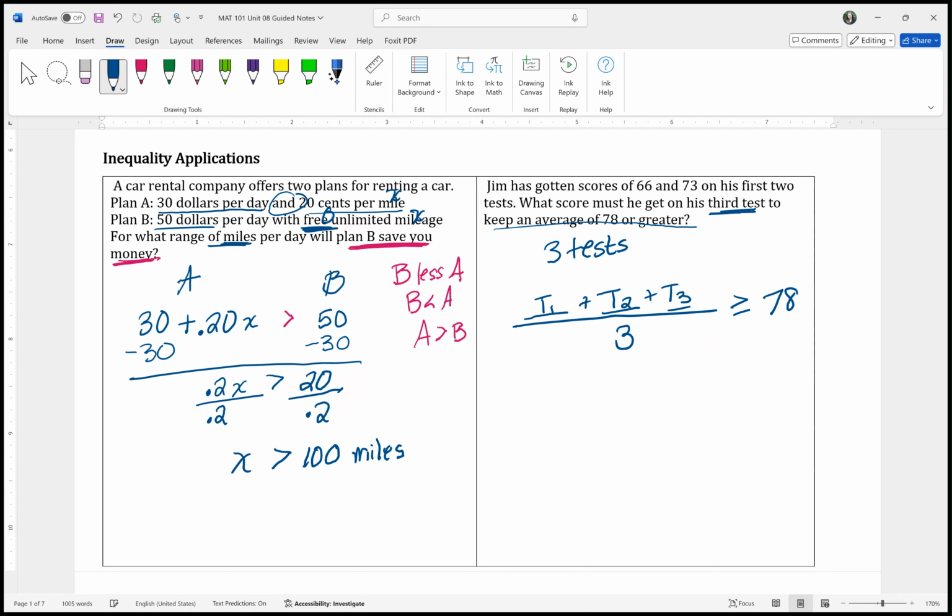All right, let's fill in what we know. Test 1 is 66. Test 2 is 73. Test 3, we don't know. That's going to be X. And we're going to add these up and divide by 3. And we want all of that to be greater than or equal to 78. Now, I would add like terms first. So let's go ahead and do 66 plus 73. That's going to be 139 plus X over 3 is greater than or equal to 78.